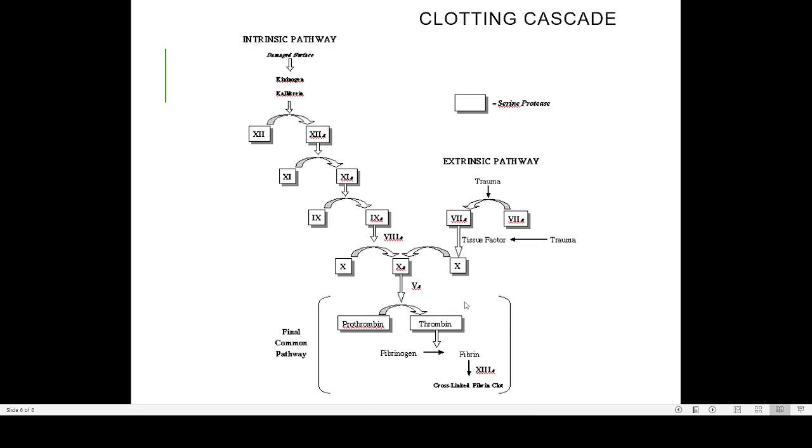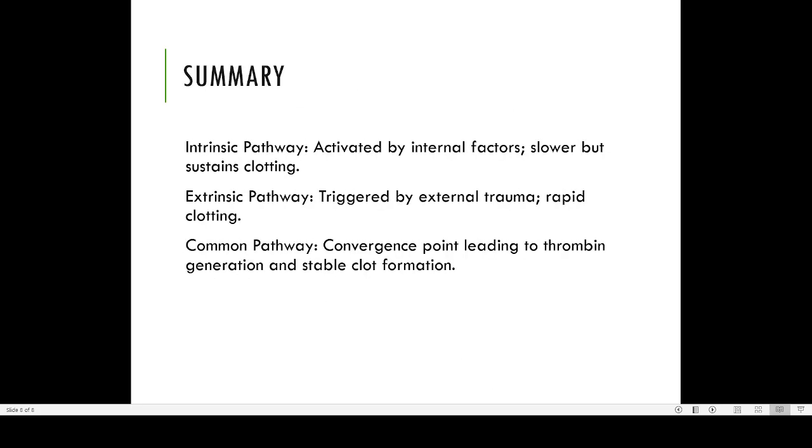So when we explain blood clotting, you need to explain what the extrinsic pathway is, what the intrinsic pathway is, and what the final common pathway is. Only then will the description of clotting be complete. Finally, the intrinsic pathway is normally activated by internal factors, is very slow but sustains clotting. In the extrinsic pathway, external trauma is mainly the trigger, and the advantage is rapid clotting. Then there is the common pathway leading to thrombin generation and stable clot formation. And this is an idea about the different steps in clotting.